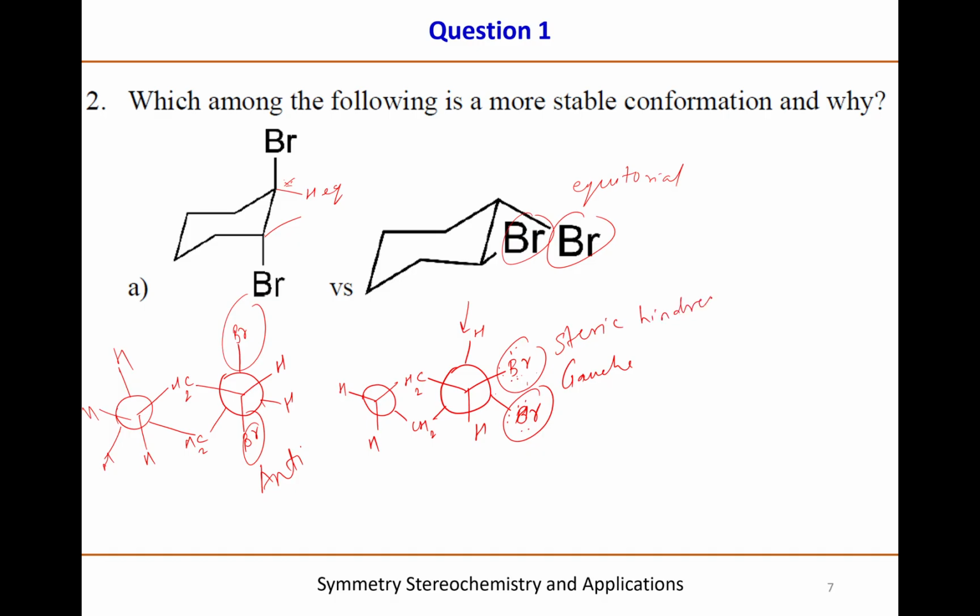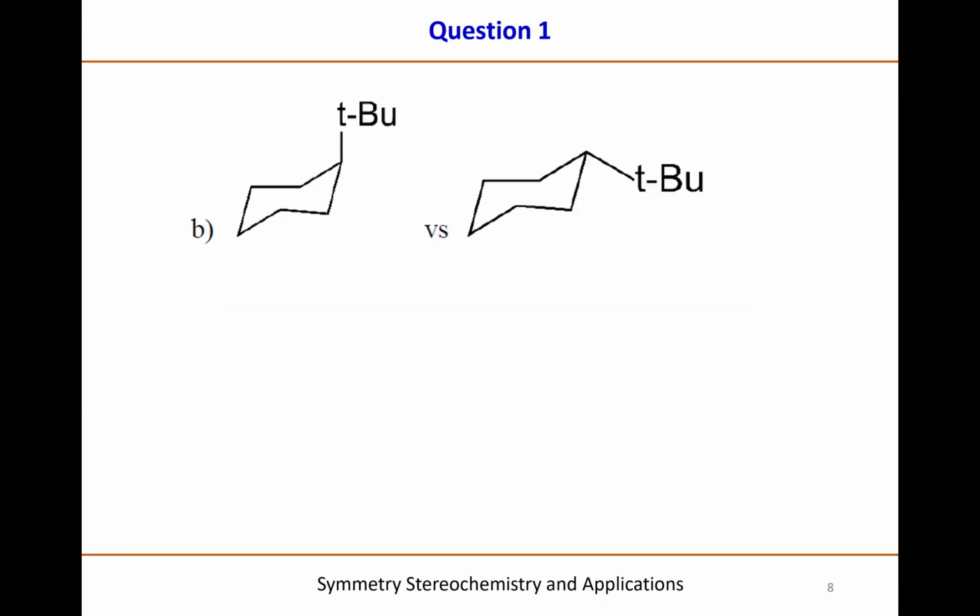Due to the steric hindrance, this will become less stable. Okay, and this is the most stable conformation. I hope you understood how to differentiate. Okay, now the next question.